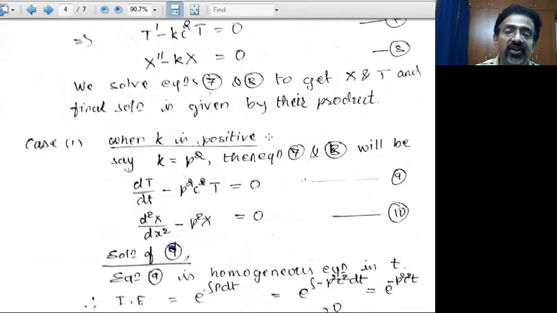Now I consider all possible cases for k. k is a real number, so k can be positive, or k can be negative, or it can be 0. I do not know which, because it is a general constant.